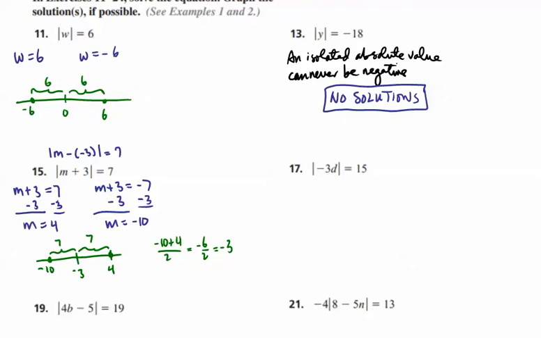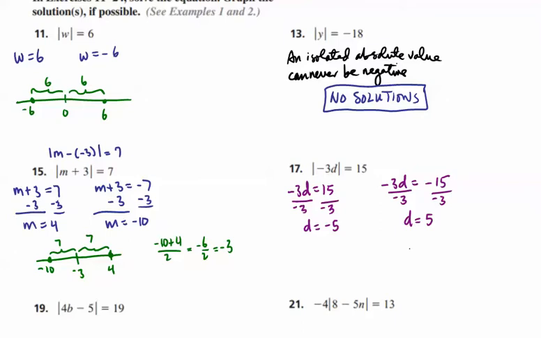We have the absolute value of negative 3d is equal to 15. Here we have a negative inside the absolute value. And we can set up two equations. We have negative 3d equals 15. Negative 3d equals negative 15. Dividing both sides by negative 3, we end up with d is equal to negative 5. And on the other side, dividing by negative 3, we get d is equal to 5.